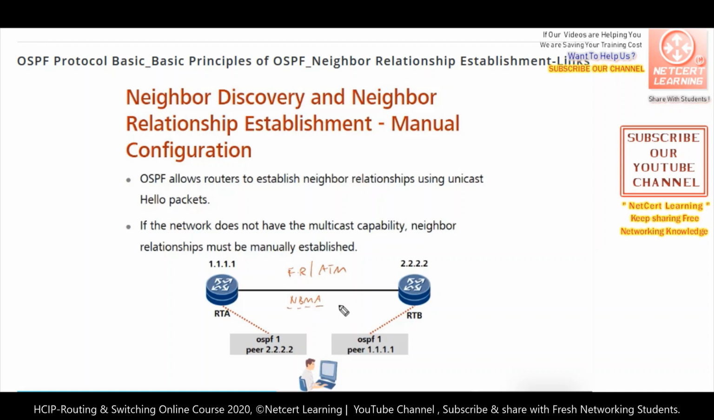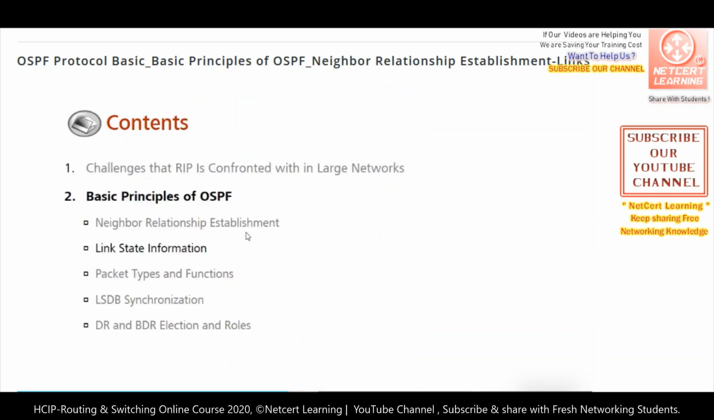For this type of network, we need to configure the peer manually. So for example, router A needs to determine that peer 2.2.2.2, which is router B, is my peer, and the same thing goes for router B as well. So if the network does not have multicast capability, the neighbor relationship must be manually established. This is always true in a Frame Relay network. Now after the hello packet, we look into the link state information in detail.